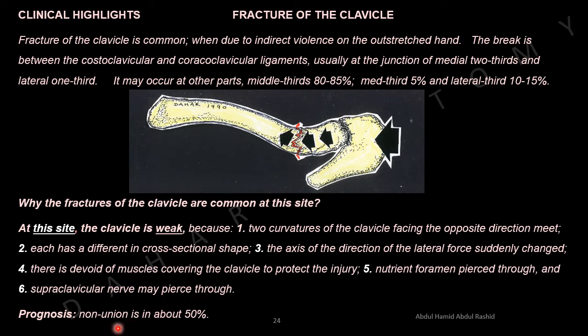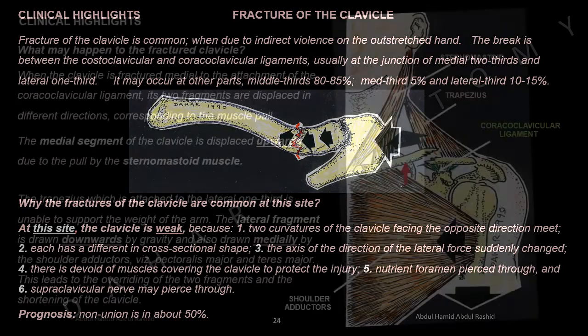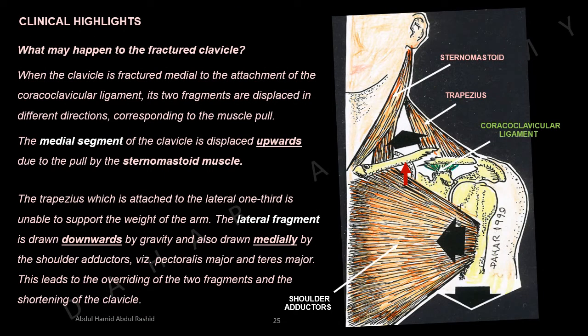Prognosis. Non-union occurs in about 50% of cases. What may happen to the fractured clavicle? Look at the diagram here first. This is the clavicle. This is the fracture site. This is the coracoclavicular ligament. This is the sternocleidomastoid muscle. This is the trapezius muscle.